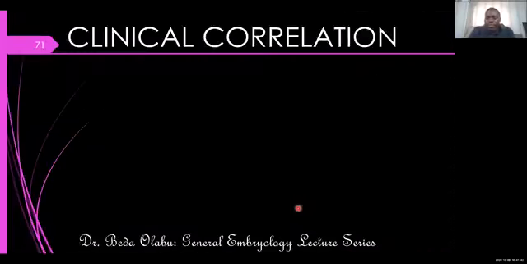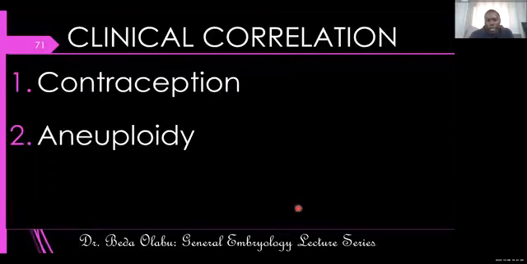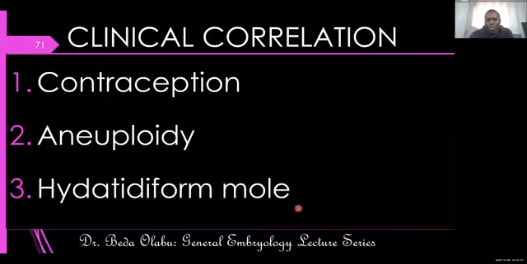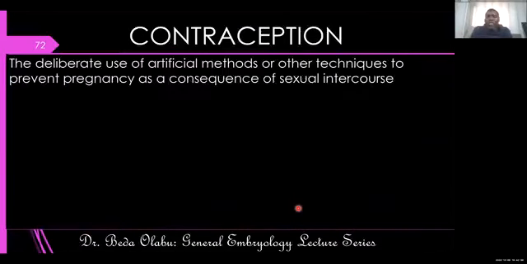All right. As we finish on the process of fertilization, let's talk about three clinical aspects of fertilization. We'll talk about contraception, we'll talk about aneuploidy, and we'll talk about what we call molar pregnancy. Let's start with contraception. Contraception is the deliberate use of artificial methods or other techniques to prevent pregnancy as a consequence of sexual intercourse.